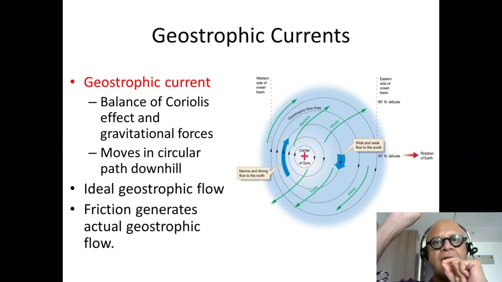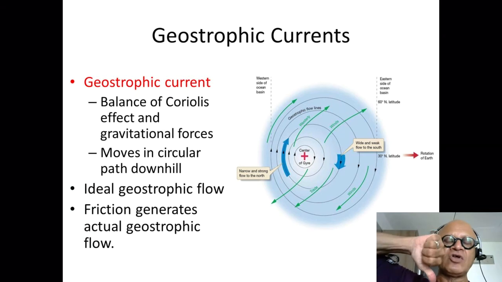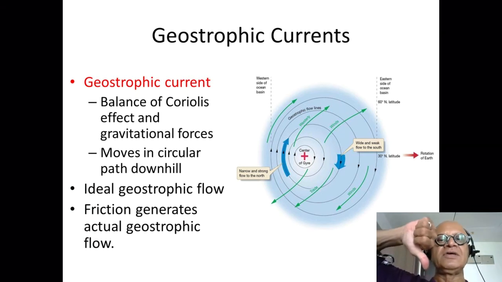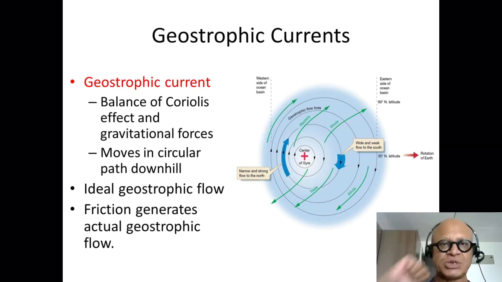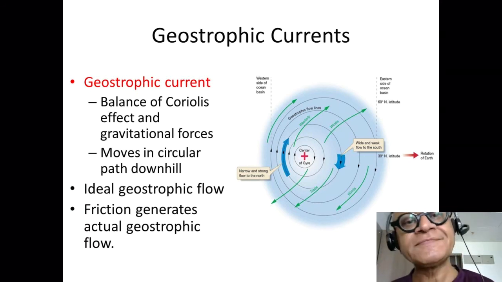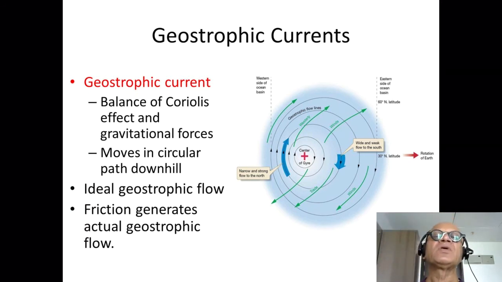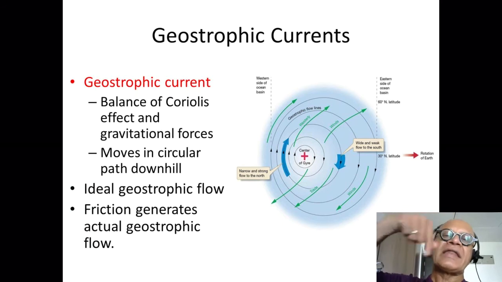Okay, so if you curl your fingers around northeast trades and westerlies, you're going to point your finger into the ocean, which means in the negative z direction. What does that mean? That means winds are putting negative vorticity into the ocean.